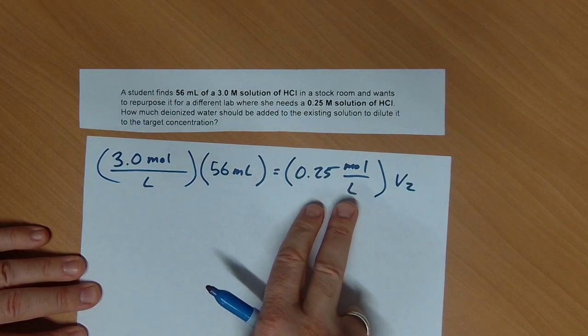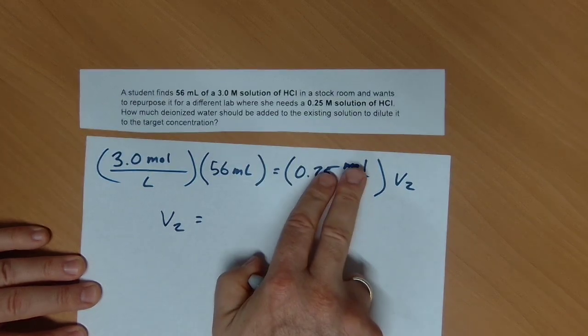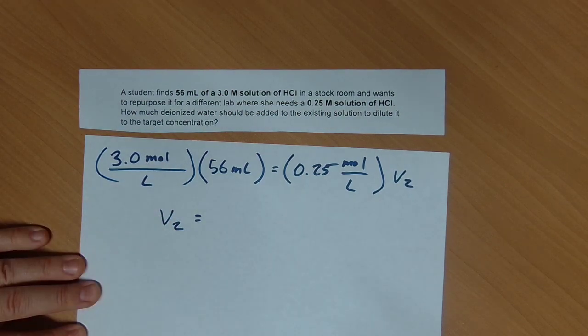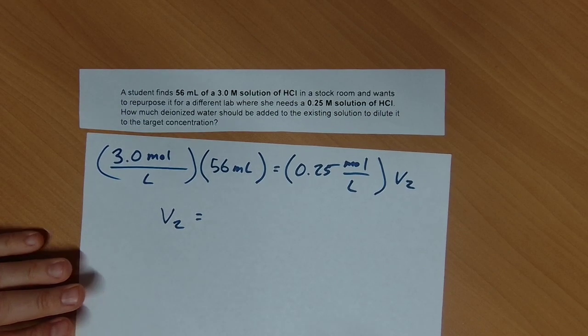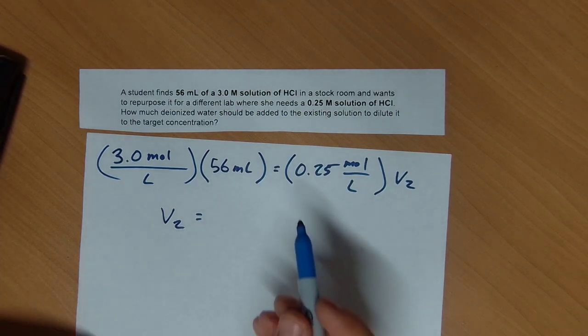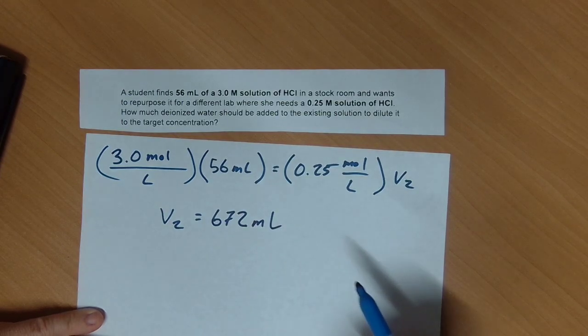So let's solve this out. Let's solve for V2. I'm going to let the mole per liter come over into the denominator here and cancel out these moles per liter. I will have milliliter left over as my unit in this problem. So I need to type this into my calculator. 3 times 56 divided by 0.25. So I'm going to find 672 milliliters.